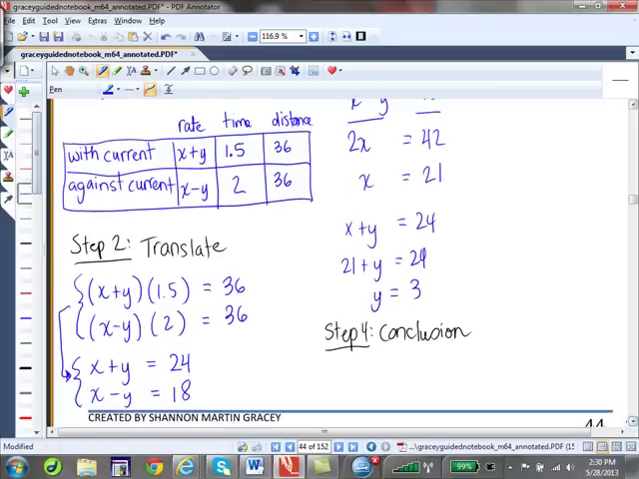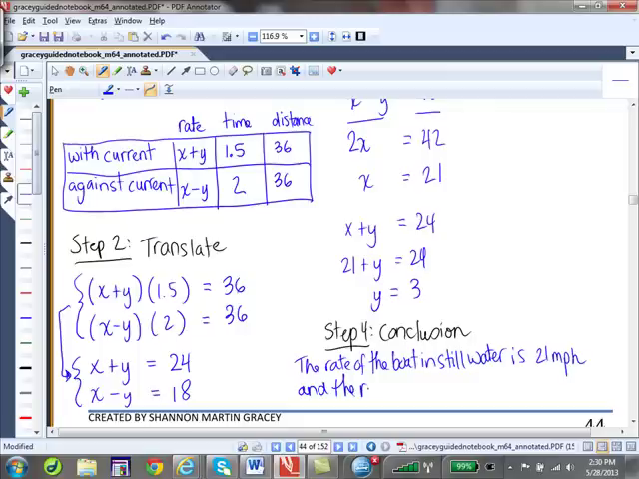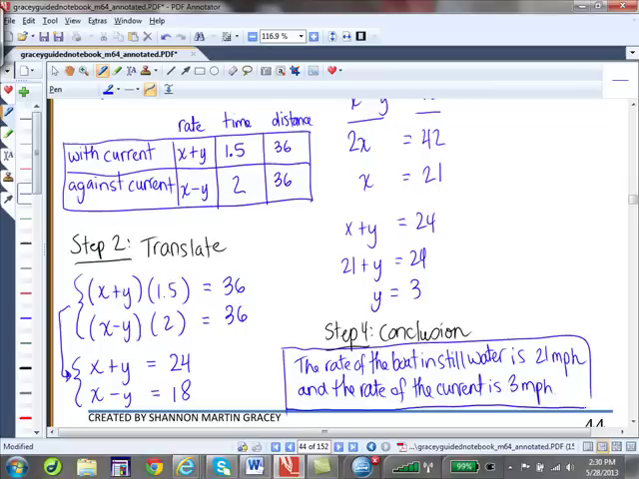So the rate of the boat in still water is 21 miles per hour, and the rate of the current is 3 miles per hour. And you're done. So if you need to put a box around something, this would be the final result.